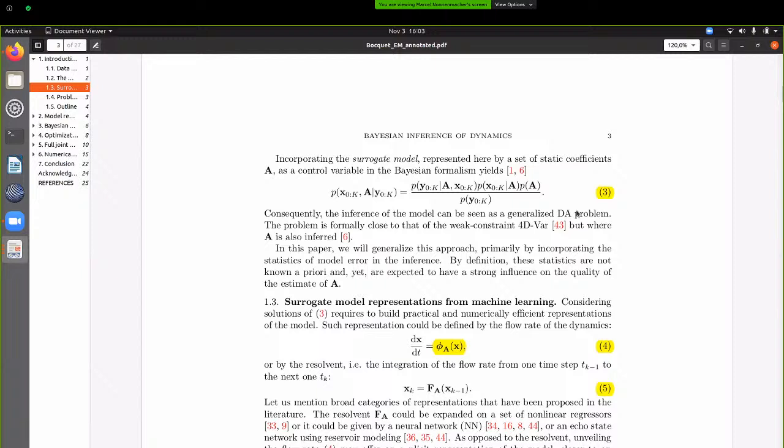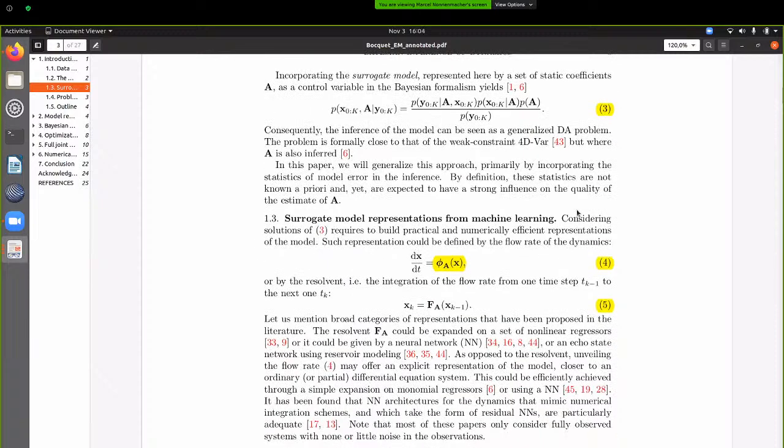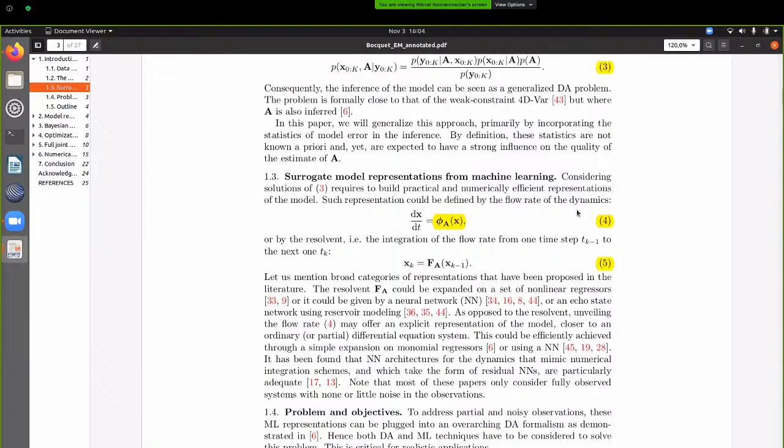So what you want to do in the data assimilation step, you want to estimate this sequence of states given the dynamics and the observations, and then in the optimization step, you want to optimize this function with respect to A given the state sequence and the observations. Well, you don't need the observations anymore. Okay, and then there's one more cool thing that they point out in this paper.